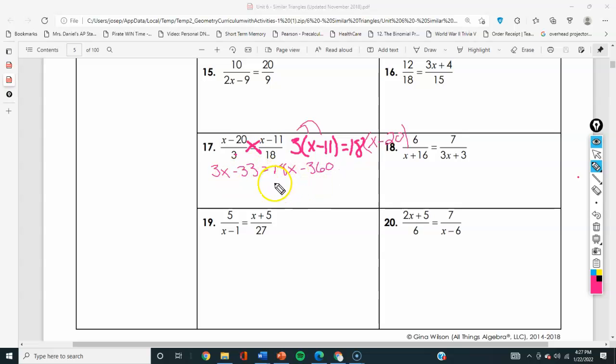Okay, so I'm going to subtract the 3x over and get 15x. I'm going to add the 360 over because I don't like to deal with negatives. Get 327. Then I'm going to divide both sides by 15 to get x is 21.8.